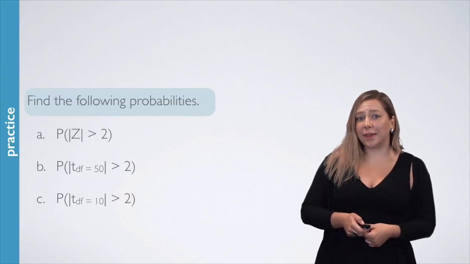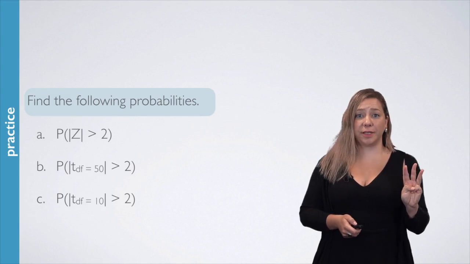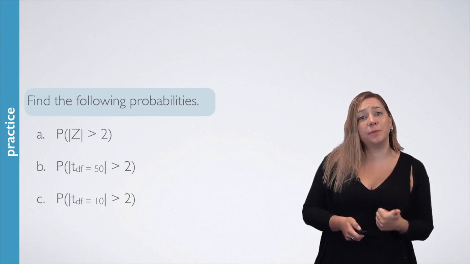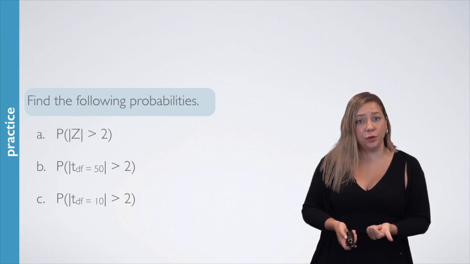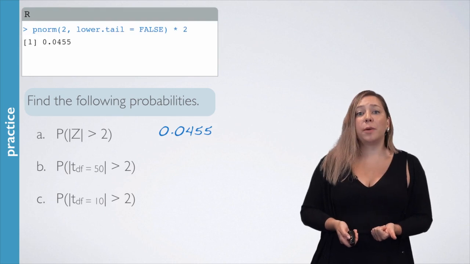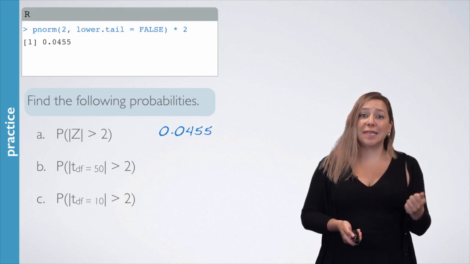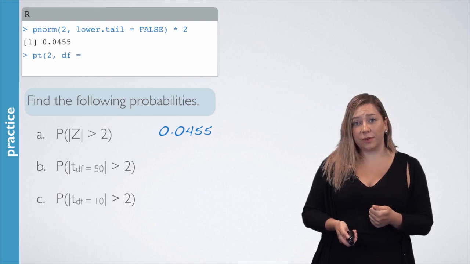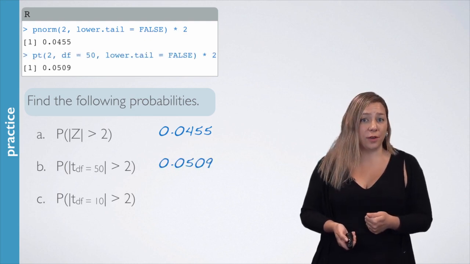First, a little bit of mechanics. We're going to calculate 3 probabilities. A, probability that the absolute value of z is greater than 2, which is 0.0455. B, probability that the absolute value of t with 50 degrees of freedom is greater than 2, which is 0.0509.